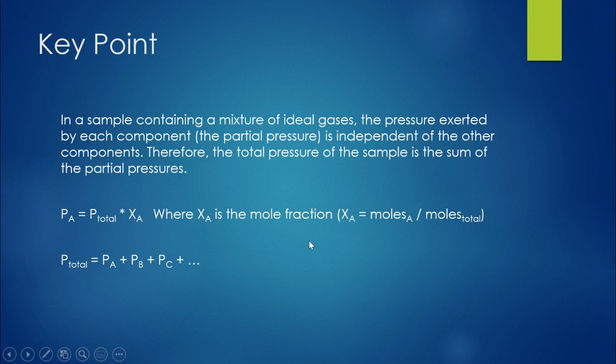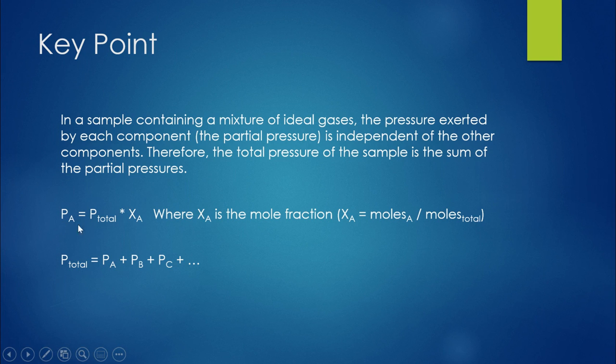The key point of this video is that in a sample containing a mixture of ideal gases, the pressure exerted by each component, which we call the partial pressure, that's the pressure exerted by one gas in a mixture of gases, is independent of the other components. Therefore, the total pressure of the sample is the sum of the partial pressures.